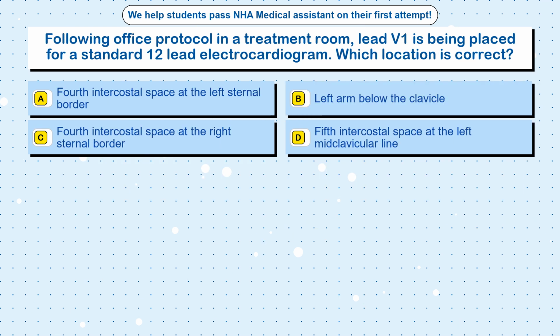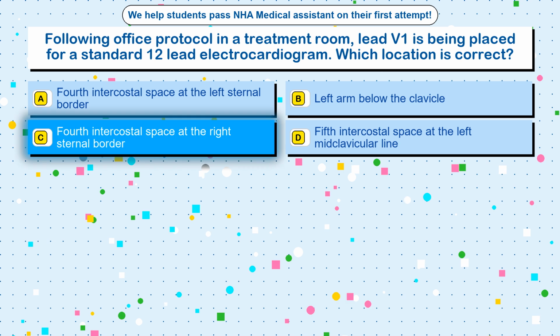Question 19. Following office protocol in a treatment room, lead V1 is being placed for a standard 12-lead electrocardiogram. Which location is correct? Option A, fourth intercostal space at the left sternal border. Option B, left arm below the clavicle. Option C, fourth intercostal space at the right sternal border. Option D, fifth intercostal space at the left midclavicular line.